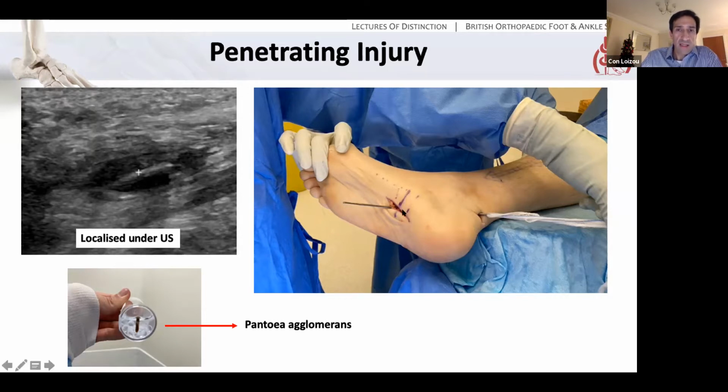Now, you can see here the clear communication between the sole of the foot and the posterior medial ankle, as well as a piece of bone that was retrieved from the sole of the foot. And the organism isolated is an organism that usually grows on plants and plant material.